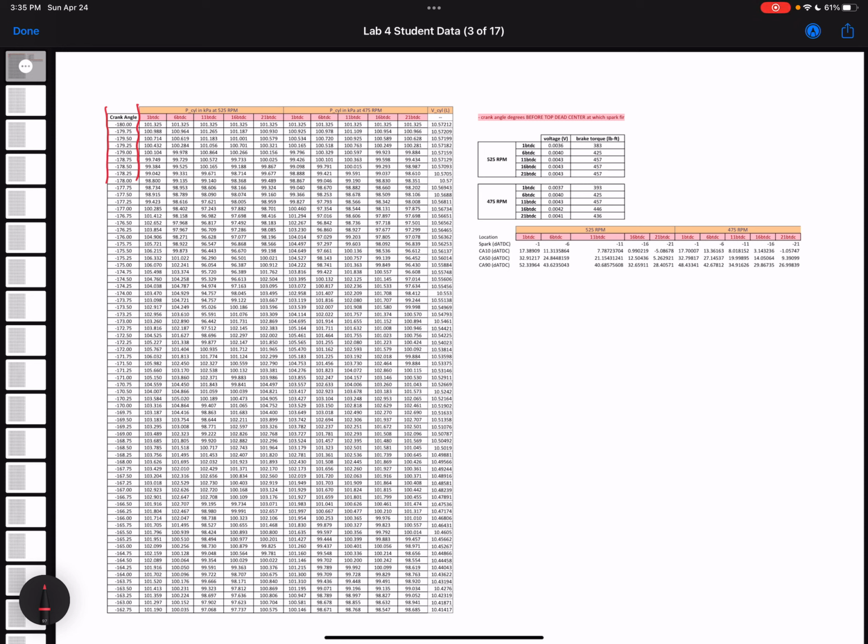We have, for example, 1, 2, 3, 4, 5 columns of data that correspond to the engine operating at 525 RPM. And then there's another set of data, 1, 2, 3, 4, 5 columns of data that correspond to the engine operating at 475 RPM, revolutions per minute.